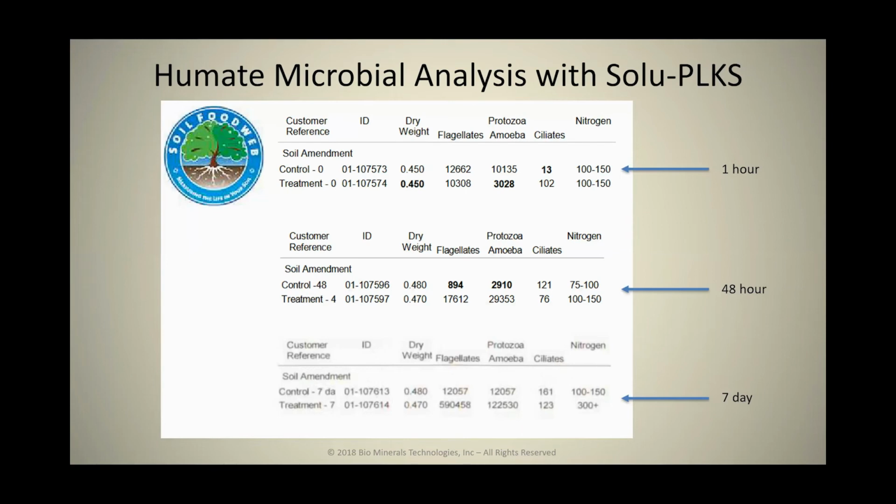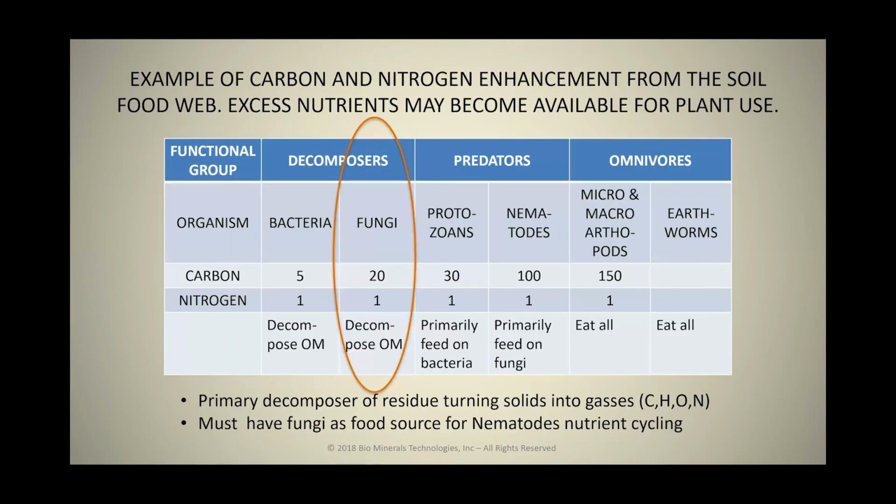Ours, however, were at 590,000 flagellates. We were at 122,000 plus amoebae. Just with the amount of protozoa that could eat bacteria, we were over 300 pounds of nitrogen production per acre here. So this is a real crucial part of growing the right biology and having it in the system.